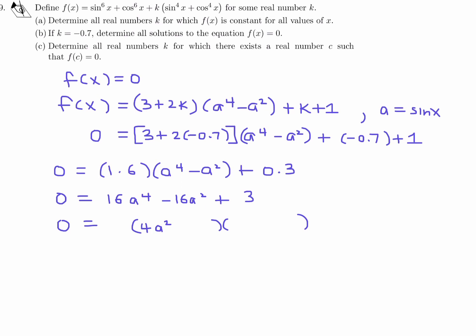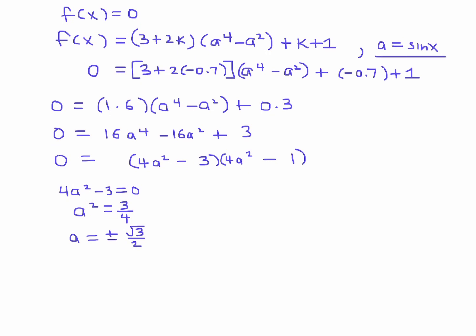4a squared, 4a squared, and then 3 and 1, negative, negative, I believe. 16a squared minus 4 minus 12. Yeah, that'll do it. Okay. That helps me tremendously, because that means that 4a squared minus 3 is equal to 0. So a squared is equal to 3 over 4. And therefore a is equal to plus or minus root 3 over 2.